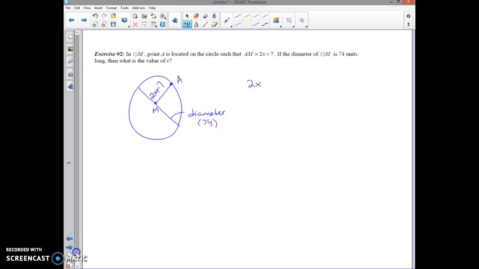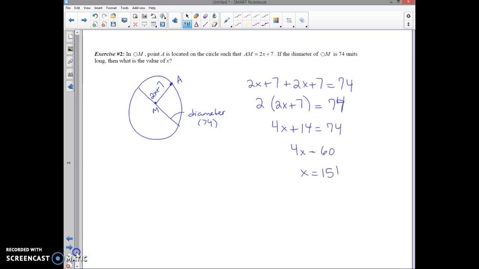That means that it takes 2 radii to get to the diameter. You could also write it like this, 2 times the radius equals the diameter. Either way, you get 4x plus 14, oops, that should be a 74, sorry, equals 74. 4x equals 60, and x equals 15. The question is asking for x, so we do not have to go any farther.